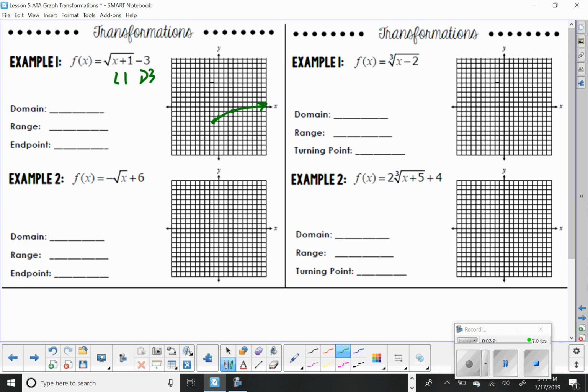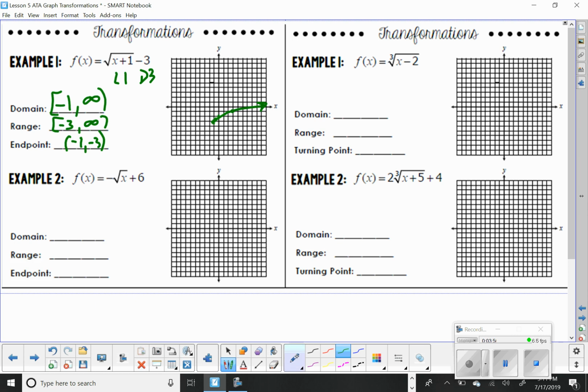The domain, since it went left 1, now starts at negative 1 and goes to positive infinity. Since it went down 3, the range starts at negative 3 and goes to positive infinity. And the end point now is negative 1, negative 3. Right? Let's stay with the square roots, and we'll do the cube roots next.